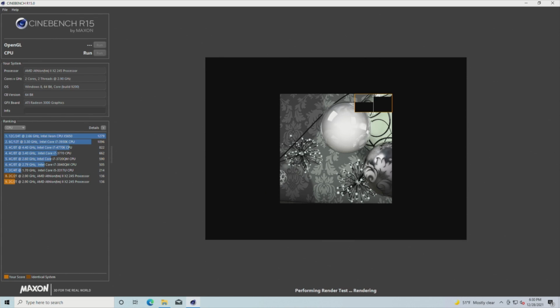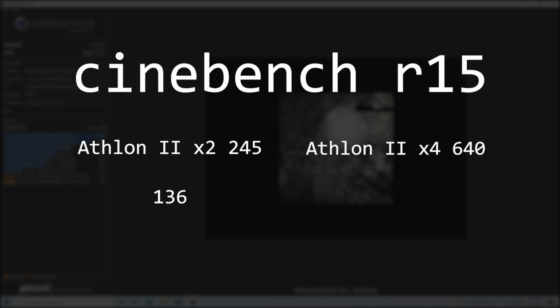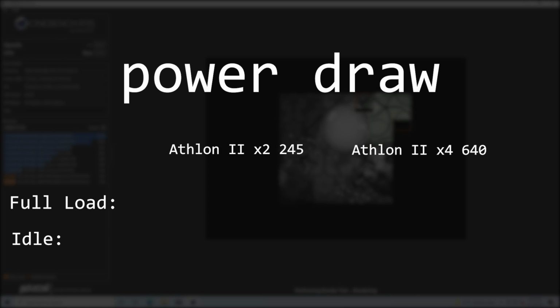Cinebench R15 scales really well with this upgrade. As you can see, the X2245 averaged a 136, and the X4640 averaged almost double that at 264. Under full load, the X2245 drew about 79 watts from the wall, while the X4640 drew 114 watts, so those two cores definitely need a lot more power. However, when idle, the X2245 and the X4640 were nearly identical, drawing 42 watts and 41 watts respectively.